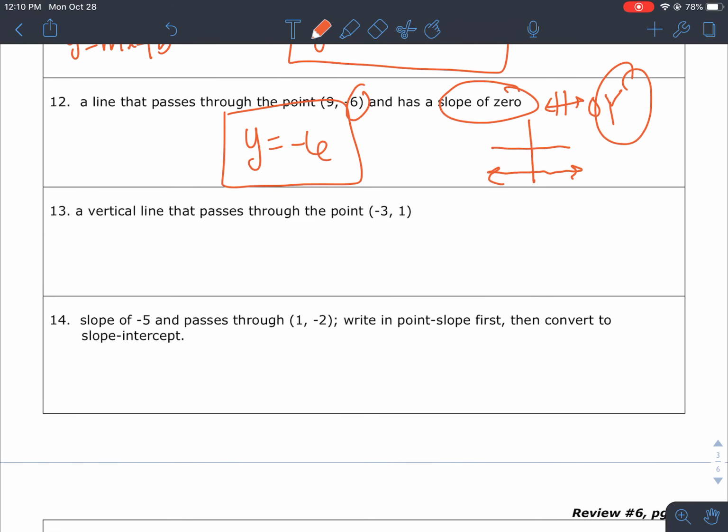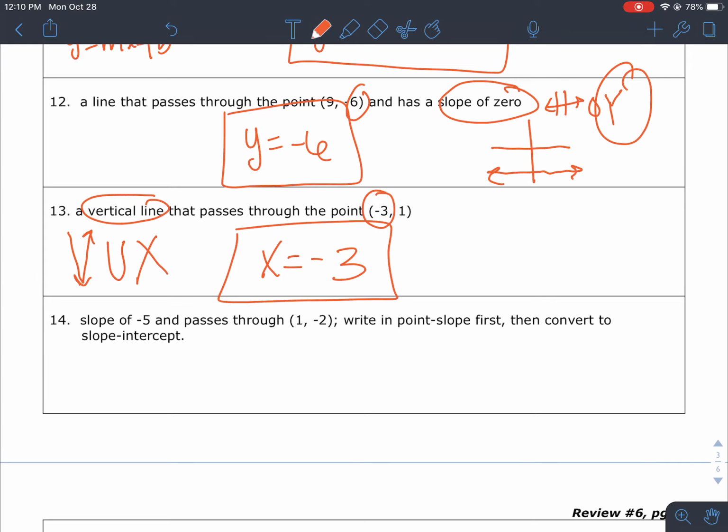13 says a vertical line that passes through the point -3, 1. Well, if I have a vertical line, I know that's vux. Okay, my slope is undefined, and my equation is x equals whatever my x value is. So x equals -3.